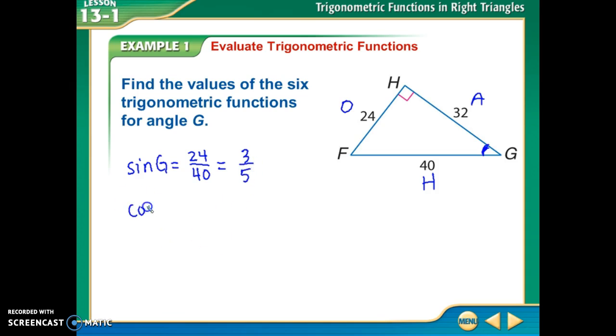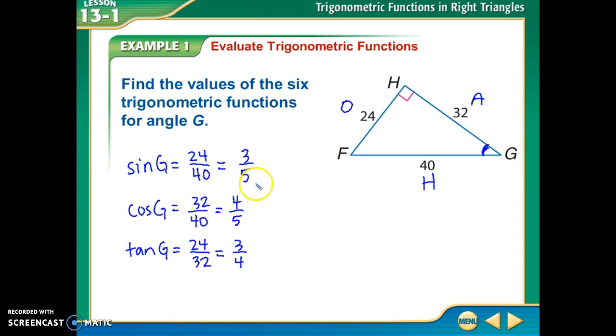All right? Cosine of G is adjacent over hypotenuse, so we have 32 over 40, and 8 goes into both of those, so that becomes 4 over 5. And then tangent of G is opposite 24 over adjacent 32. And again, 8 goes into both of those, and that gives us 3/4.